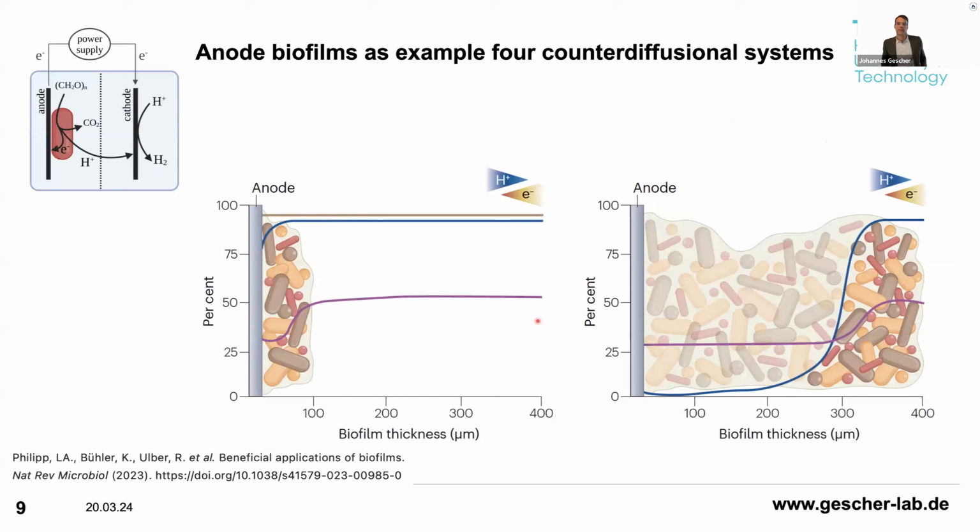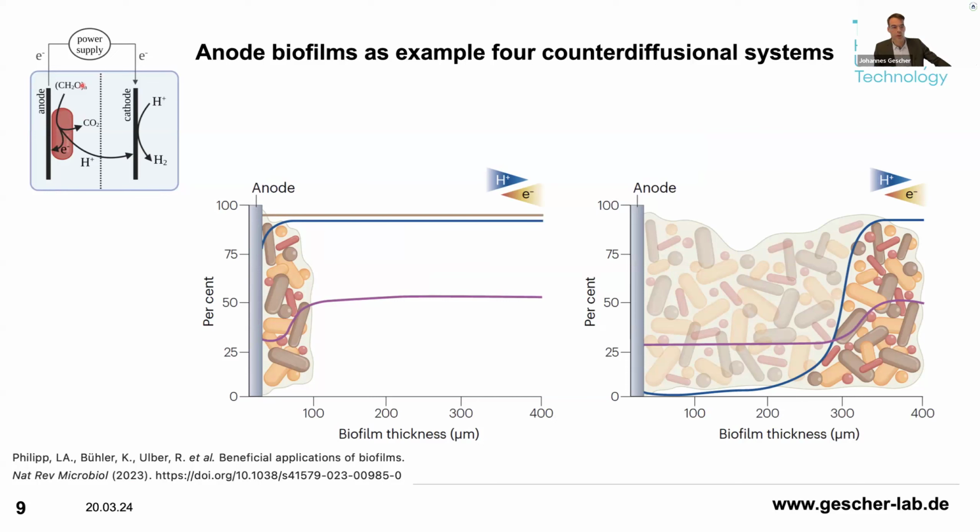So the first example that I would like to discuss with you are biofilms grown on anodes. In the case of an anode, we have a biofilm that grows on a solid state anode. We feed this biofilm with an organic carbon source. And what these organisms do is they oxidize this carbon source, they produce CO2, and the electrons are then transferred onto this solid state anode. It's a special kind of respiration.